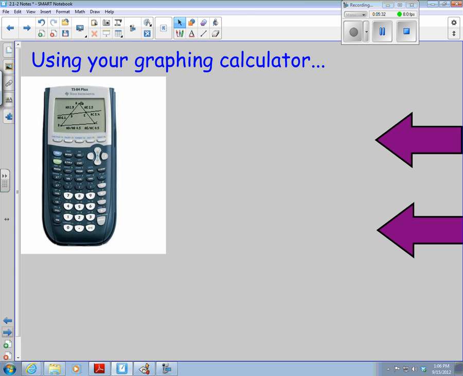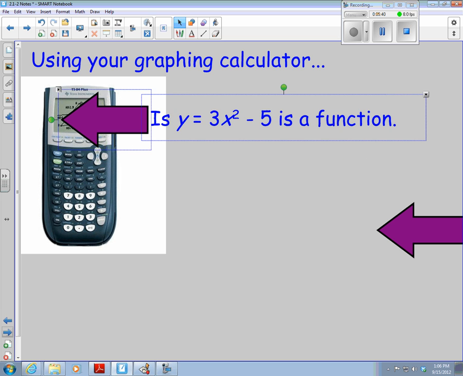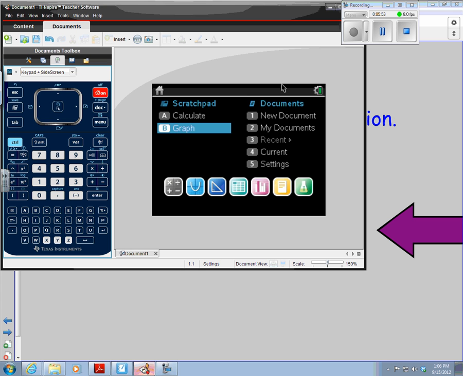You can use your graphing calculator to check and see if relations are a function, like is y equals 3x squared minus 5 a function? Yes or no? Just by looking at it, you probably don't know for sure. But what you can do is put it in the graphing calculator. So that's what we're going to do here.